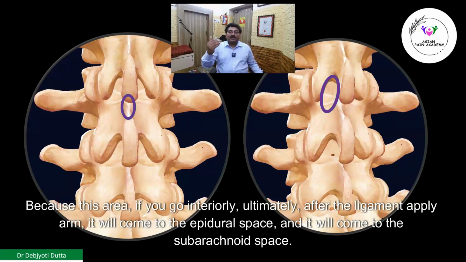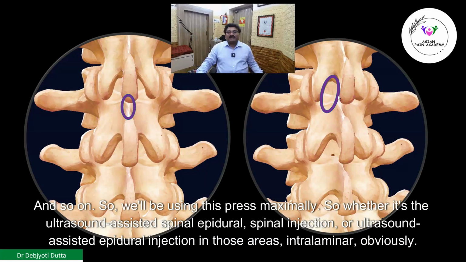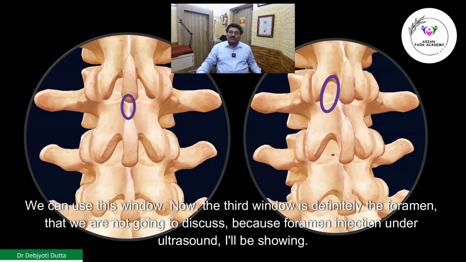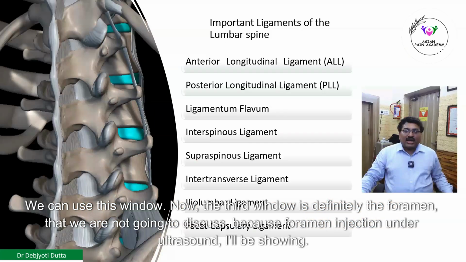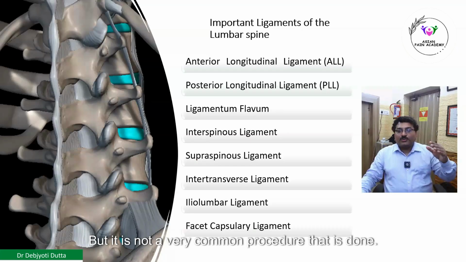Because if you go inward in this area, after the ligamentum flavum it will come to the epidural space, and then to the subarachnoid space and so on. So we'll be using this space maximally, whether it's the ultrasound assisted spinal injection or ultrasound assisted epidural injection, intralaminar obviously. Now, the third window is definitely the foramen, which we are not going to discuss because foramen injection under ultrasound I'll be showing, but it is not a very common procedure.